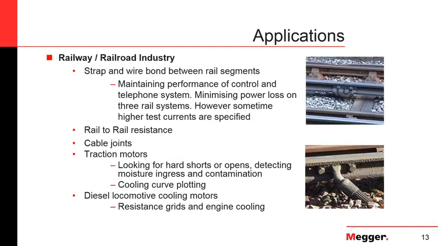Now, take a different example, the railway system. The bonds between the rails are part of the control system that tells the operator the location of different trains. So in these systems, the third rail is the active source of power for the engine. So you can tell the importance of maintaining a high quality connection between the rails.